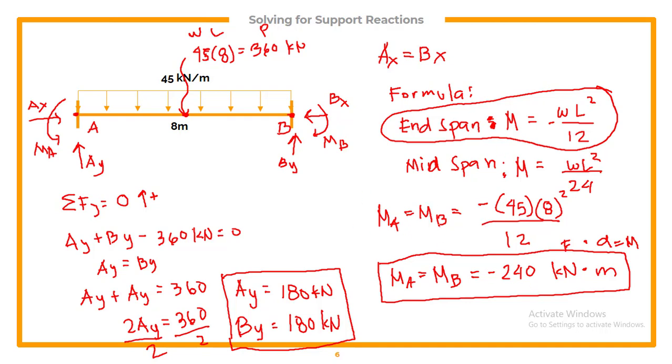This ends our discussion for solving the support reactions. So remember this formula.